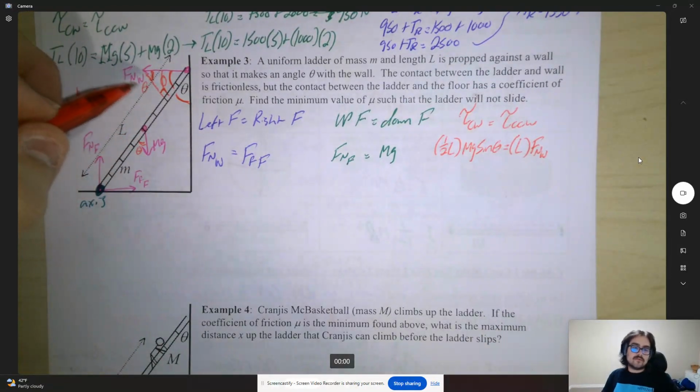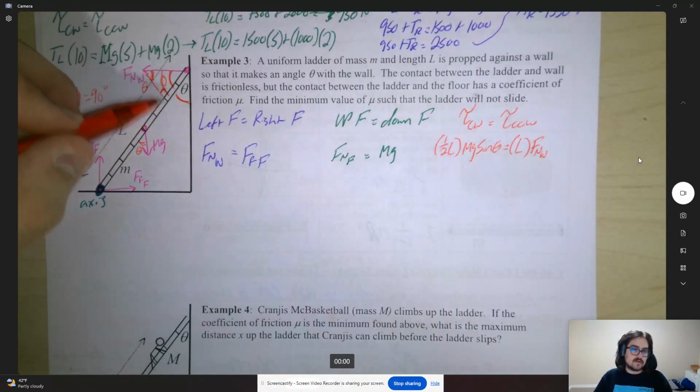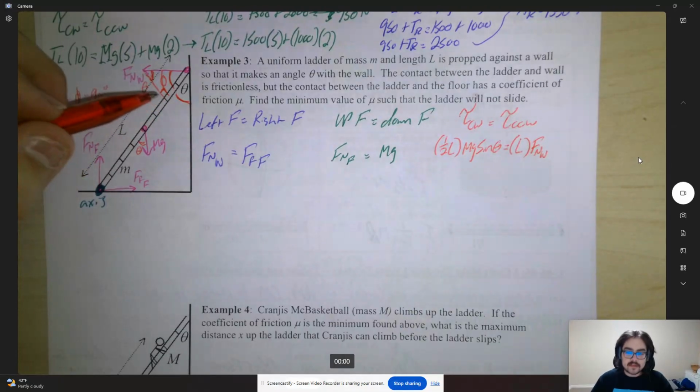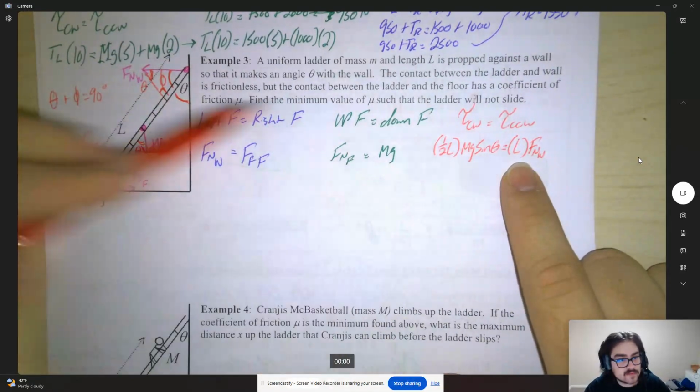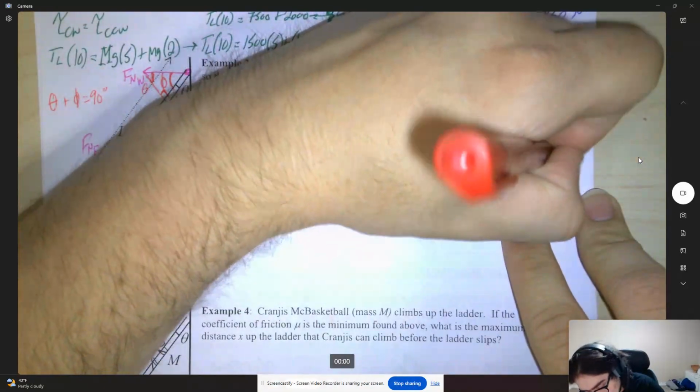So the normal force of the wall, this perpendicular component, is going to be the cosine component. So I can actually express this in terms of theta if I make it cosine theta instead of sine.